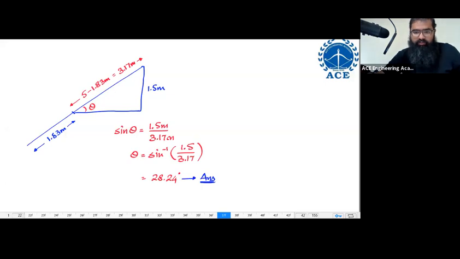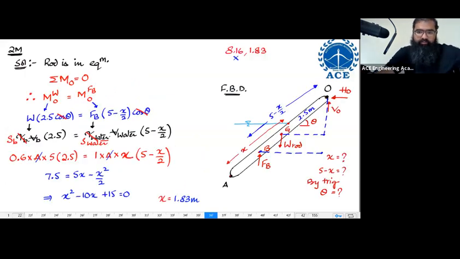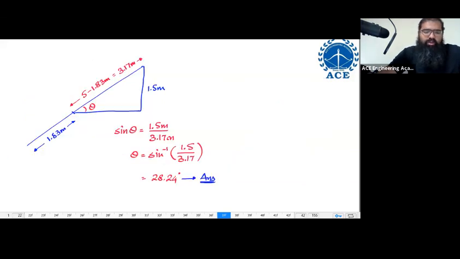This is the previous slide we were having, where we got the value of x. The second slide has nothing to do with fluid mechanics. It is basic mathematics. With this, today I'm ending the class. Now you can start putting your hands up. I will allow you to speak.